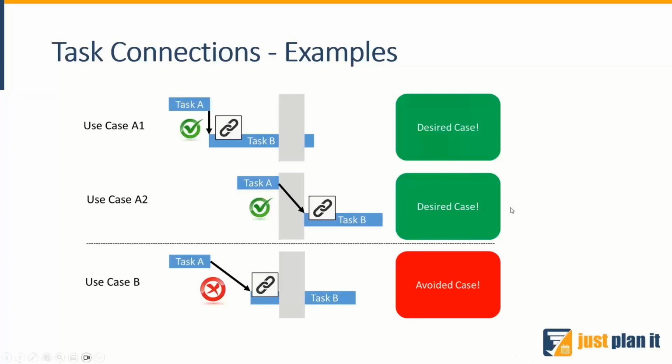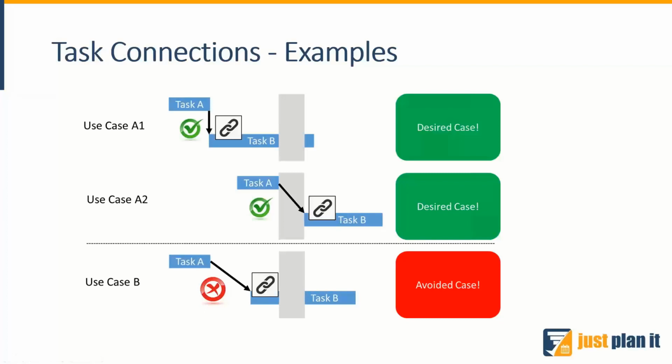So like here in use case A1, I've connected task A and B. And if you see the link, so the arrow from task A to B that shows up in a 90-degree angle, this implies that there is no delay at all. So the scheduled end date of task A is exactly the same as B. So that is absolutely a desired case of task connection. So here the scheduling engine ensures that this is always connected.